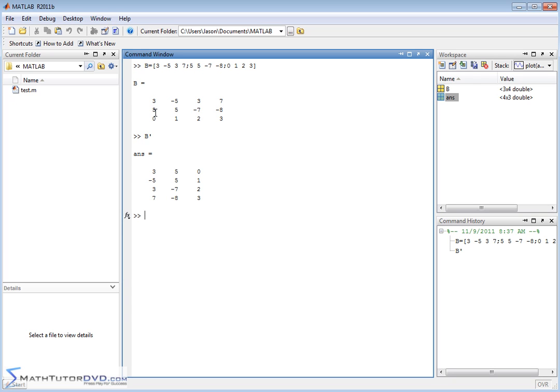So here you have 3, 5, 0. Here you have -5, 5, 1. So basically what's happened is, if you can kind of draw a line through this matrix like this, we've reflected this matrix over this line, to fold it over across this invisible dotted line, so that everything over here is on the left-hand side of the matrix and so on. So this is very straightforward. You learn about matrix transposes when you deal with linear algebra. So that's very simple. You just do the simple quote and then it'll go ahead and transpose it for you.